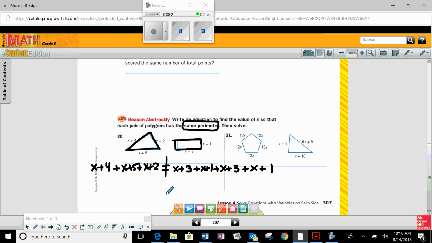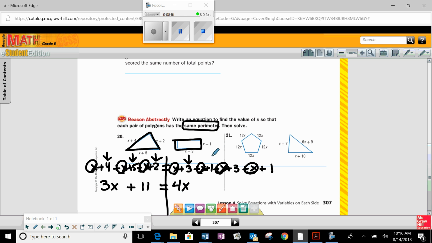Now I'm going to draw my line, and I'm going to find my like terms. So I have 1x, 2 x's, 3 x's. So that's 3x. I have 4 plus 5, which is 9, plus 2 is 11. Now I'm going to look at the right-hand side. I have 1x, 2x, 3x, 4x. And then I'm going to say 3 plus 1 is 4, plus 3 is 7, plus 1 is 8. So now it's a little bit simpler.